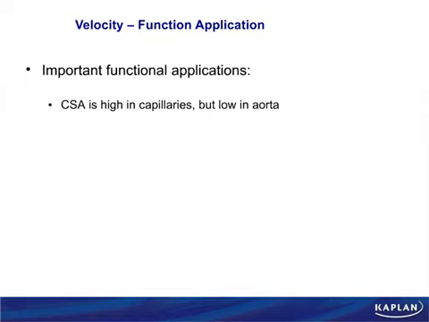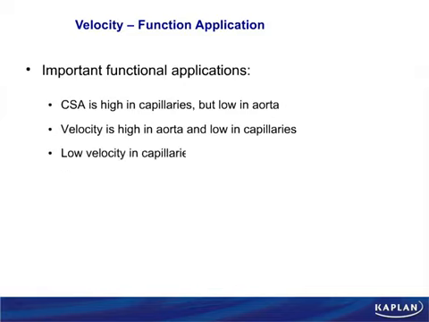One of the applications of this important functional application is we have a huge cross-sectional area in capillaries. Because we have a very high cross-sectional area, velocity is low. But cross-sectional area in the aorta is very low. So we have a lot of flow, but a low cross-sectional area, therefore a very high velocity. So velocity is high in the aorta and low in the capillaries. And we like it low in the capillaries because remember, that's where we get grocery exchange. And the low velocity facilitates grocery exchange.